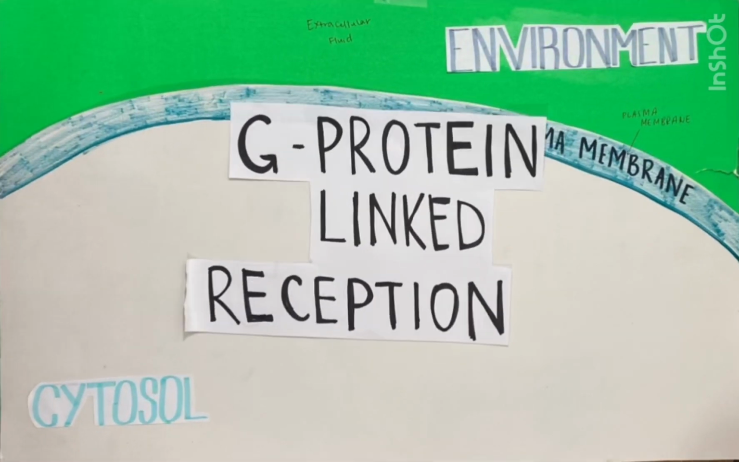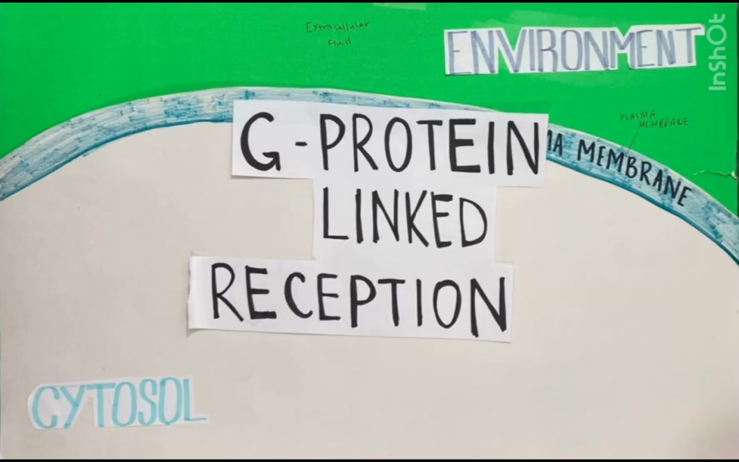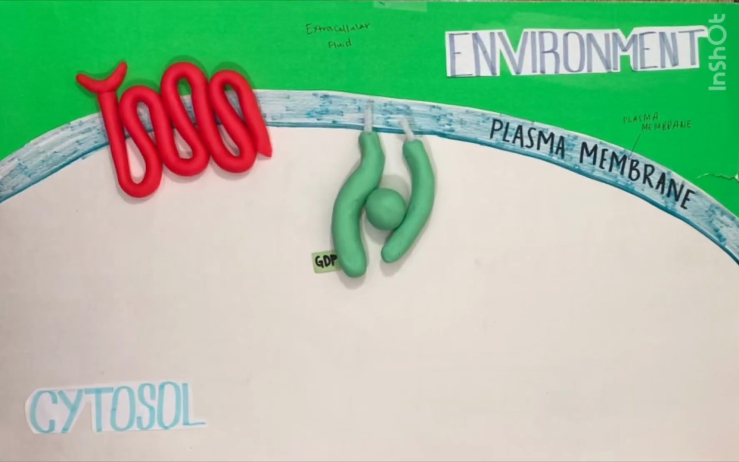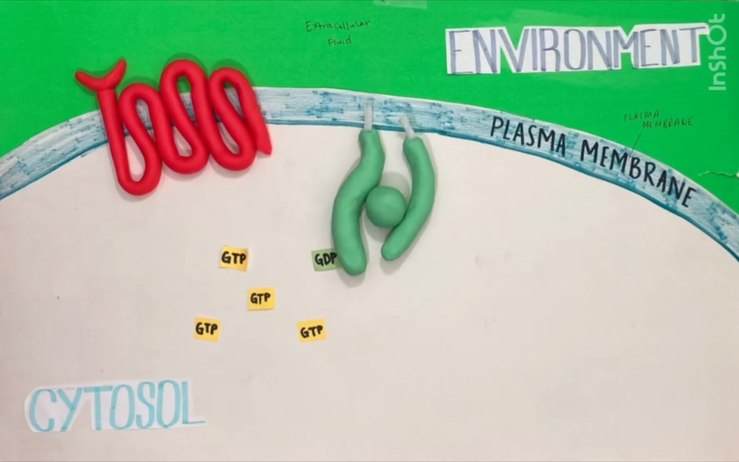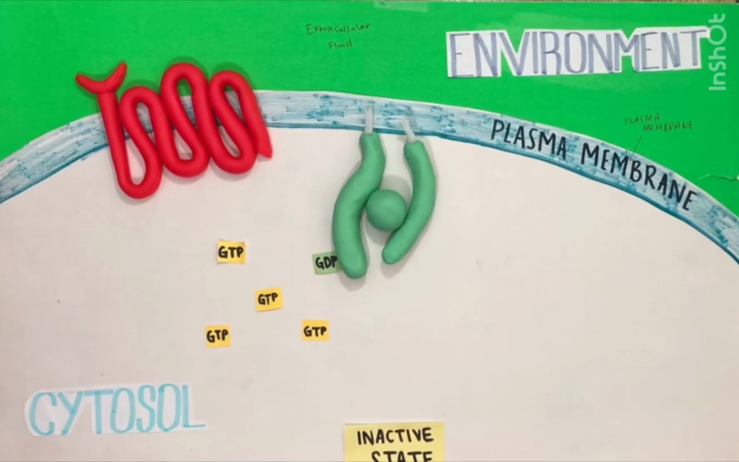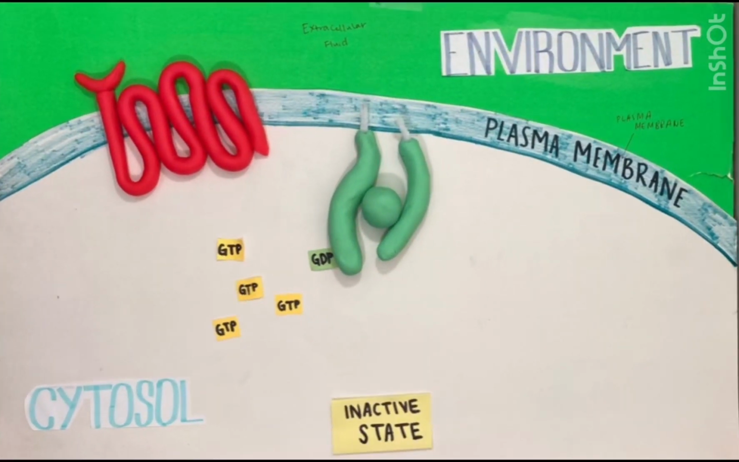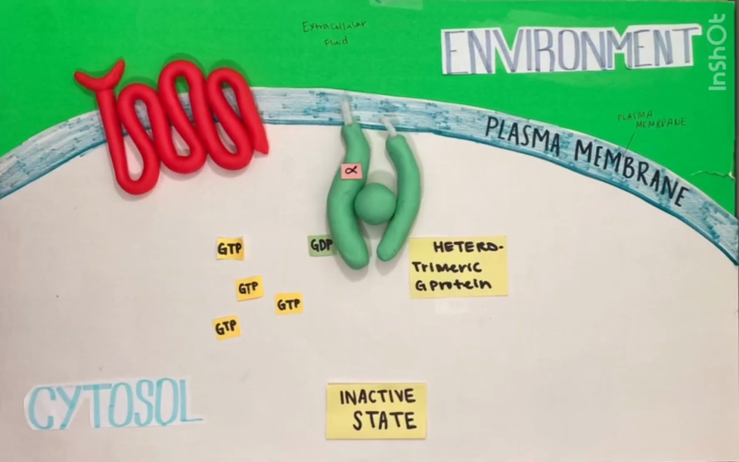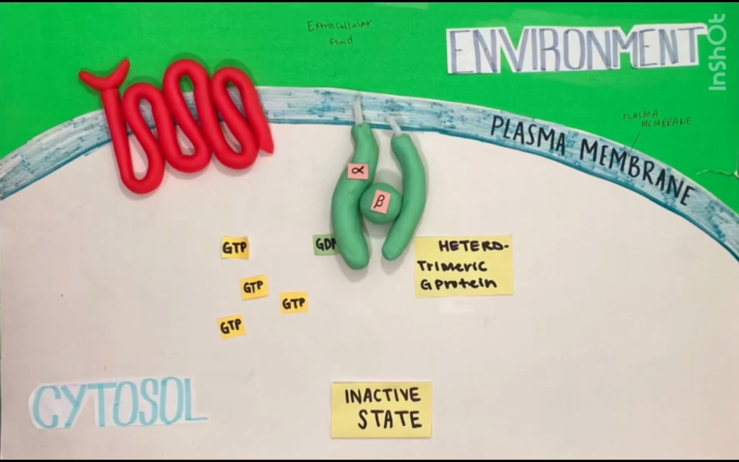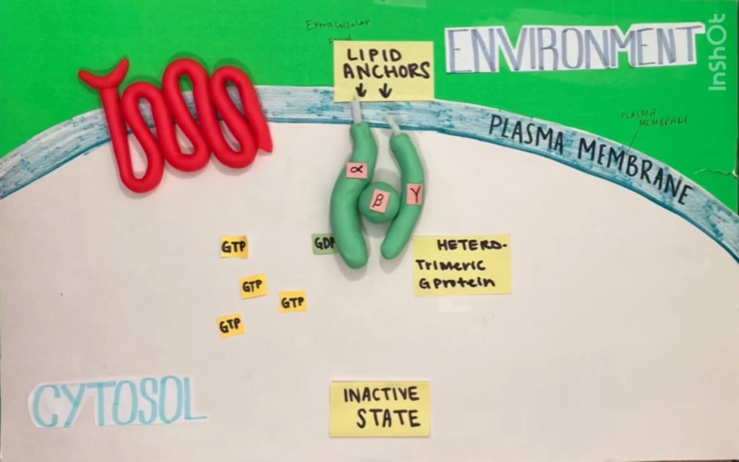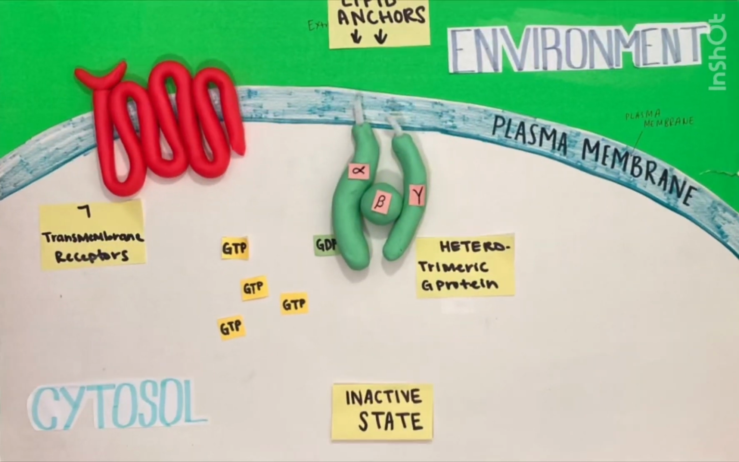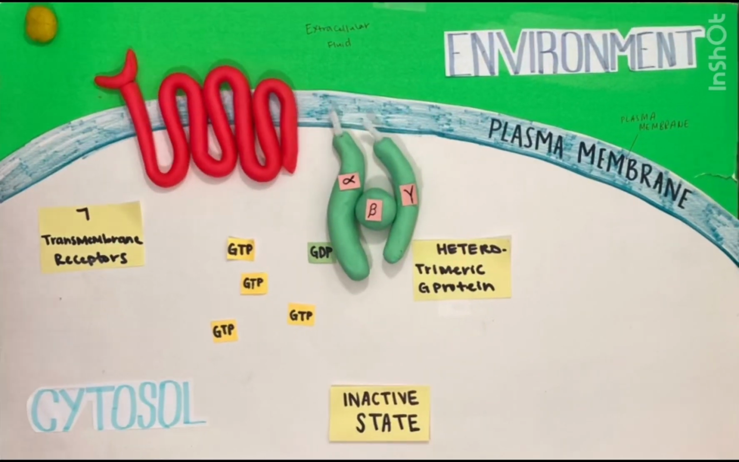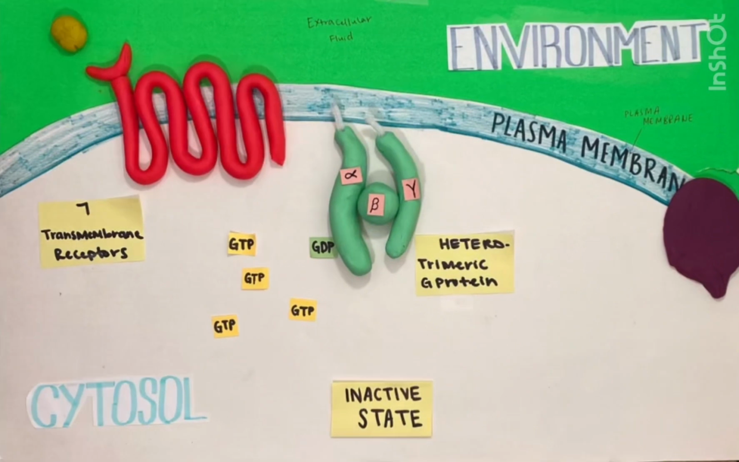G-protein-linked reception is a way of cell signaling that involves 2 protein components as well as guanine di- and triphosphate groups. In the absence of a signal, the components of the G-protein-linked receptors are in an inactive state, where the trimeric protein group, made up of alpha, beta, and gamma subunits, is together and has a guanine diphosphate group, GDP, bound to the alpha subunit. The alpha and gamma subunits have lipid anchors that attach them to the plasma membrane. The 7 transmembrane receptors are prepared to undergo a conformational change once a signal is attached.